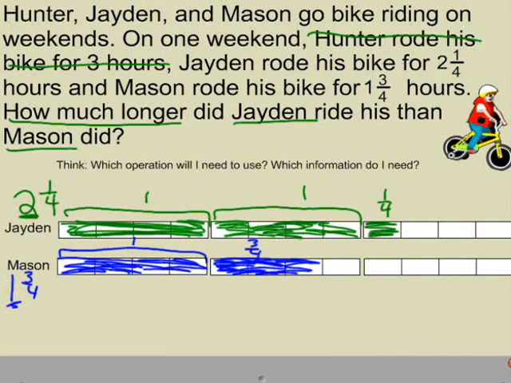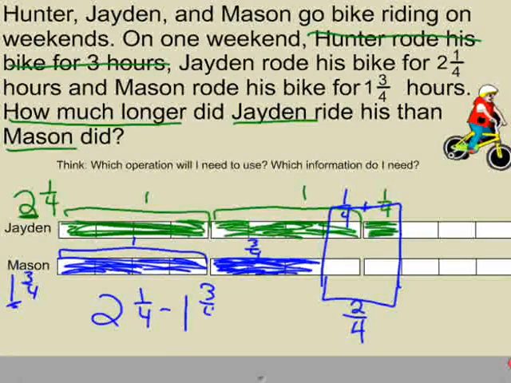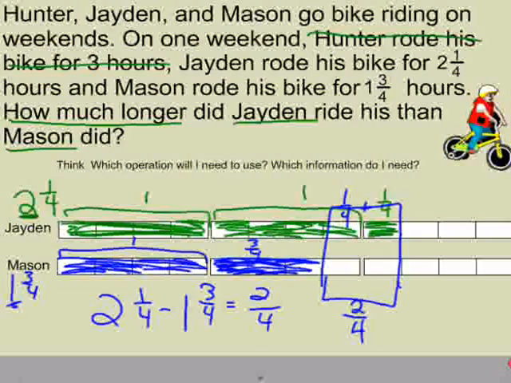Well, you can see by looking at my model that Jaden actually rode longer than Mason did. This area right here, these two, are the difference that Jaden rode longer than Mason did. So if each one of these squares is 1/4, then 1/4 plus 1/4 would be 2/4. So Jaden rode 2/4 hour longer than Mason did. If I wanted to rewrite my equation, it would look something like this: 2 1/4 minus 1 3/4 equals 2/4.